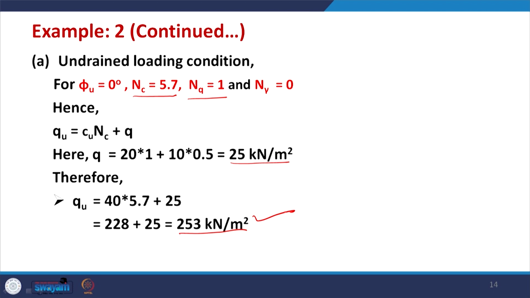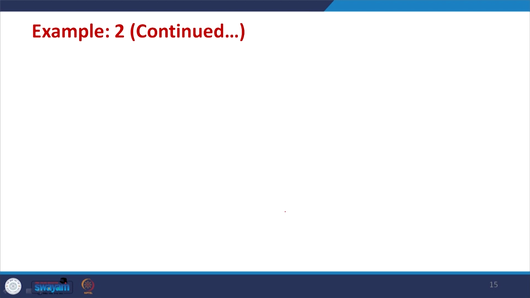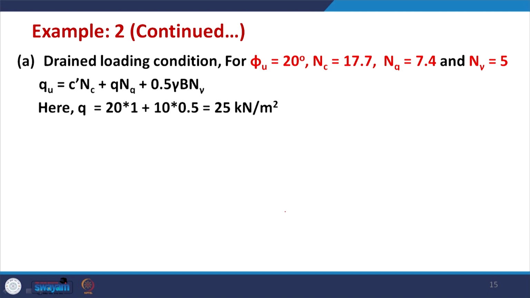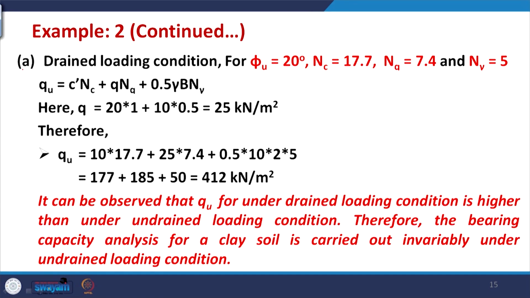But in the second case, the B case, when you have the drained loading condition, this should be treated as B. Drained loading condition, when you have phi equal to 20 degree, you have the values of Nc, Nq and N gamma. These factors are from Terzaghi theory for 20 degree. Now, in your equation you have C Nc plus Q Nq plus 0.5 gamma B N gamma. Earlier the third term was absent simply because N gamma was 0.